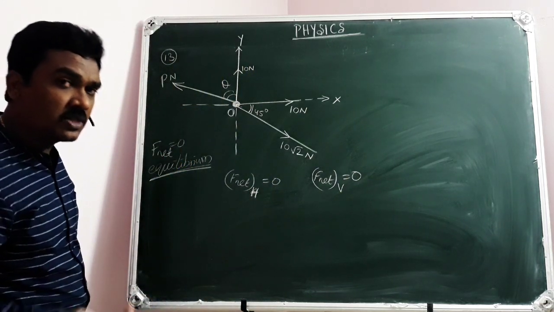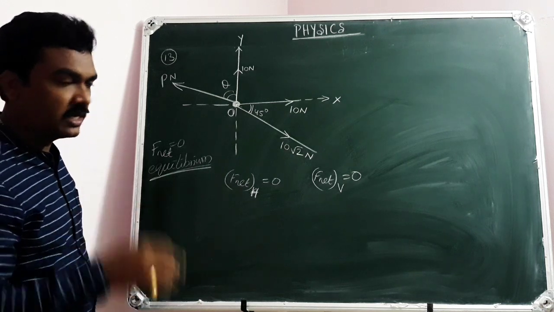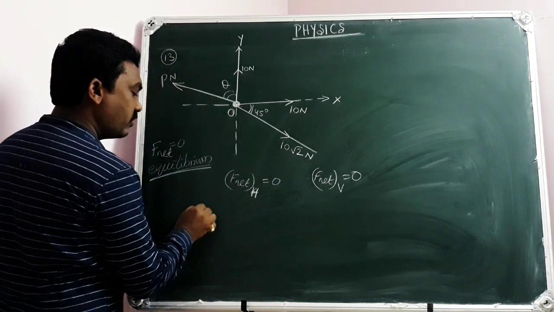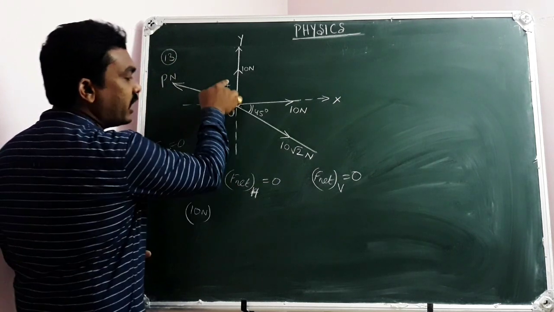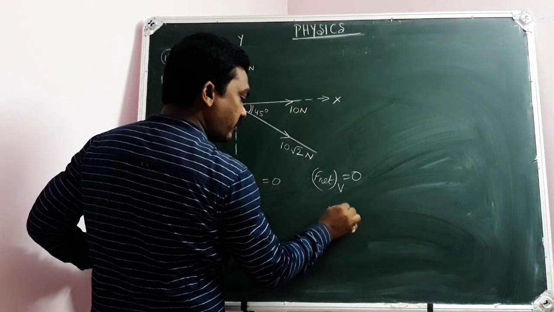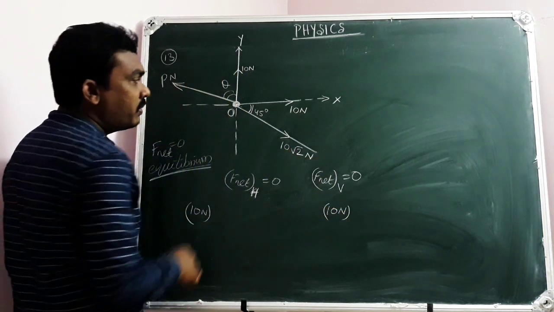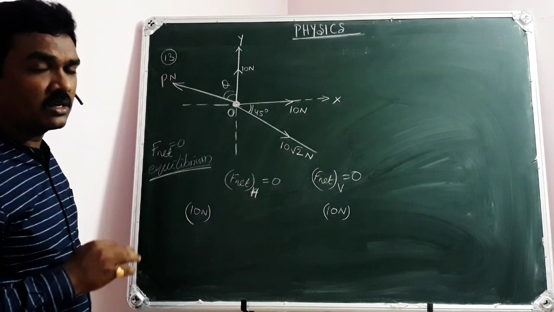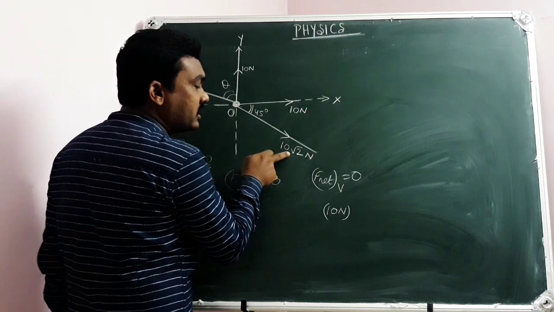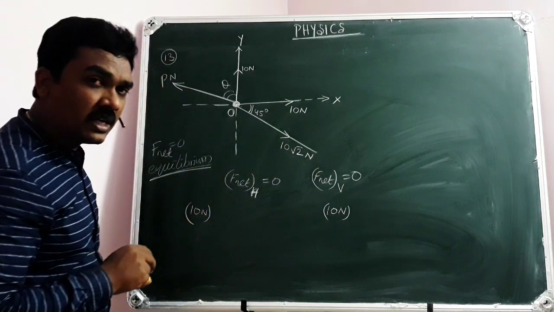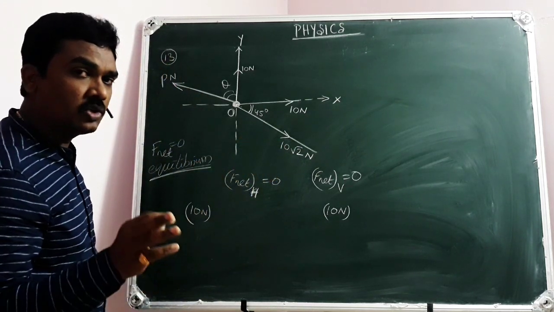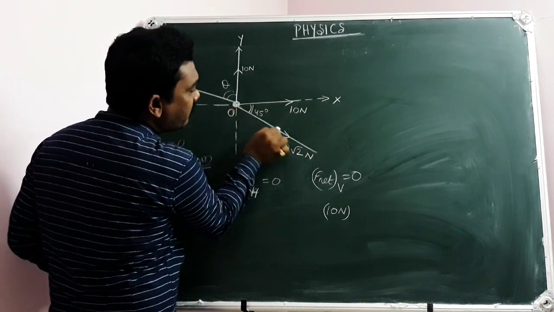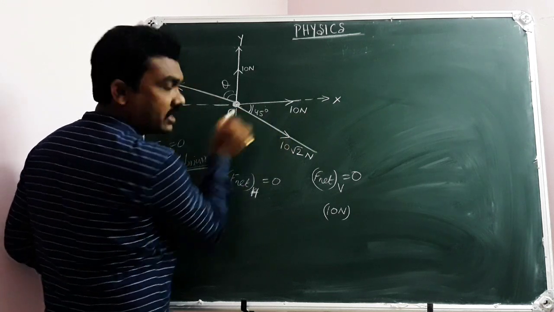But what are horizontal forces? What are vertical forces? Let us study. See, 10 Newton is horizontal. Here 10 Newton is vertical. That's all okay, fine. But this 10 root 2 Newton is acting at an angle 45 degrees with horizontal. Then how can I identify its horizontal and vertical components? Yes, you need to go with resolution. Here 10 root 2 Newton is acting on the particle at an angle 45 degrees with x-axis.